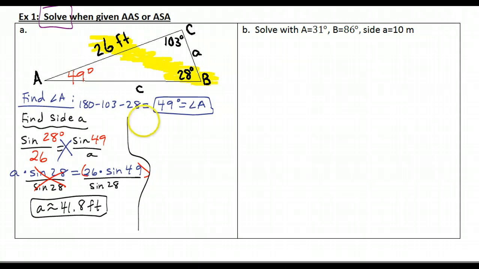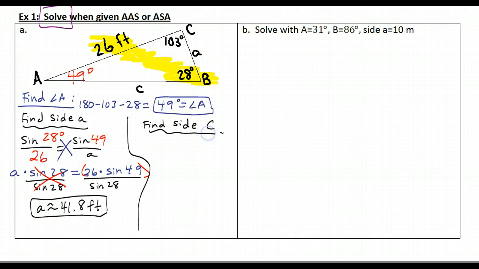Last but not least, I need to find side C. And by the way, the reason I found side A first was because I knew that A was going to be the smaller side, because A is across from a 49 degree angle, whereas C is across from a 103 degree angle.